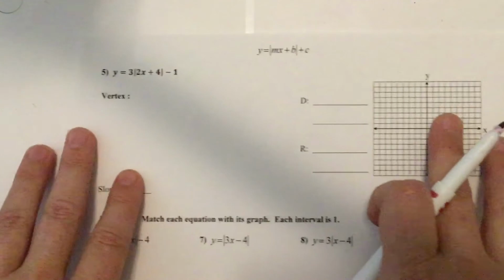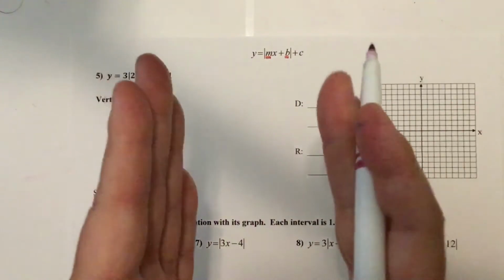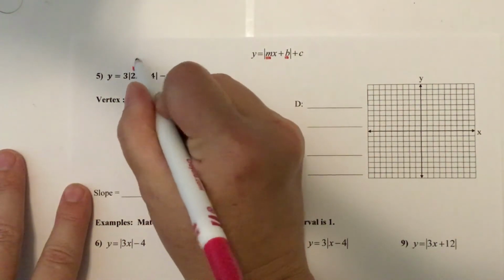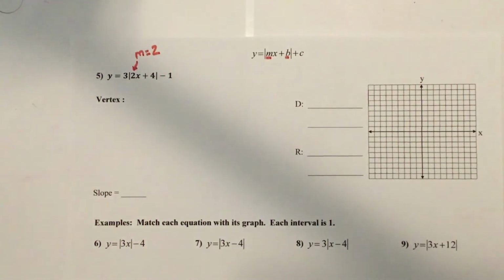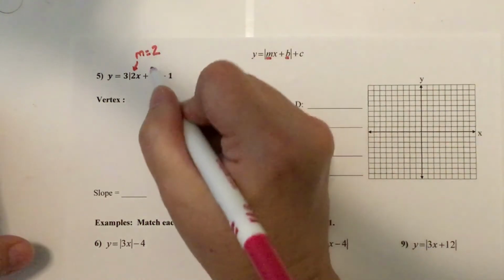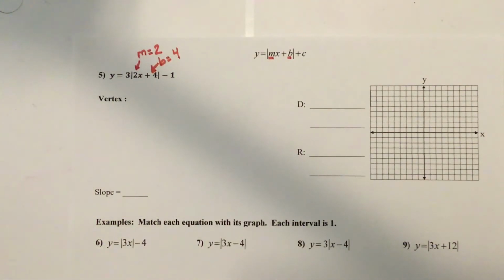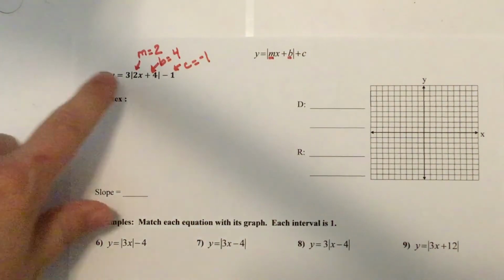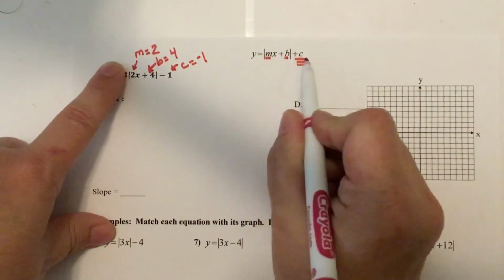All right, let's look at this guy. So, M and B, inside those absolute value bars. Who do you think M is? 2. M is that 2 right there. It's inside the absolute value bars, smushed with the X. Who do you think B is? That +4. It's inside the absolute value bars, behind the X. Now, who do you think C is? C is this -1. It's what's ever added or subtracted outside. Okay, the 3 has nothing to do with the vertex. The vertex only wants to know something about the M, B, and C.